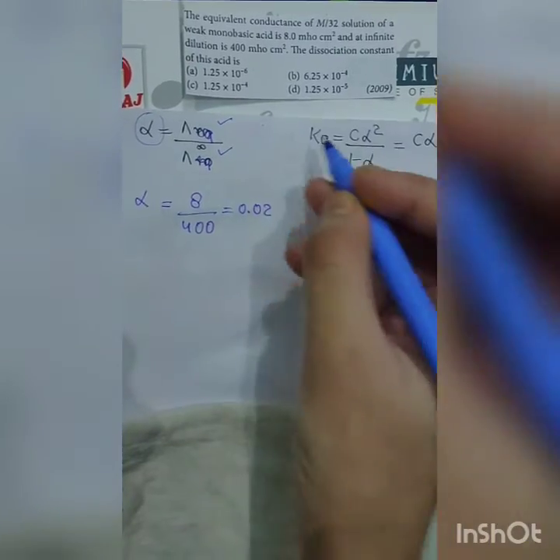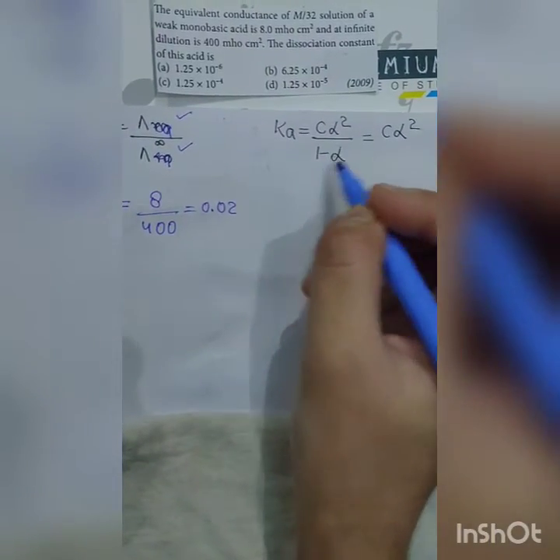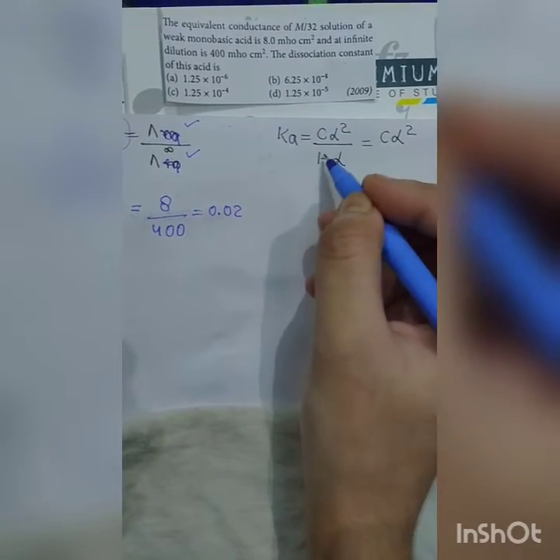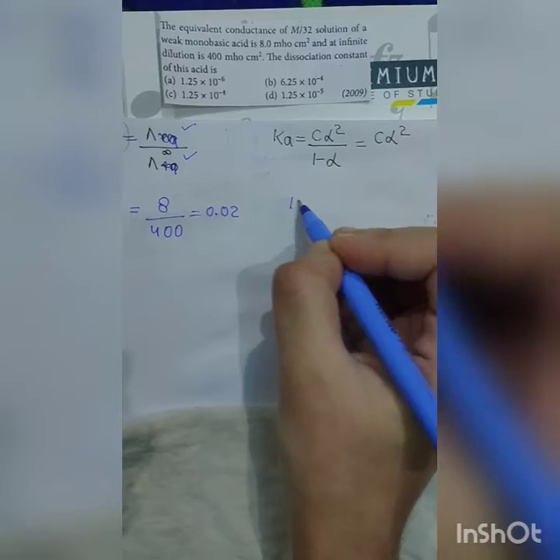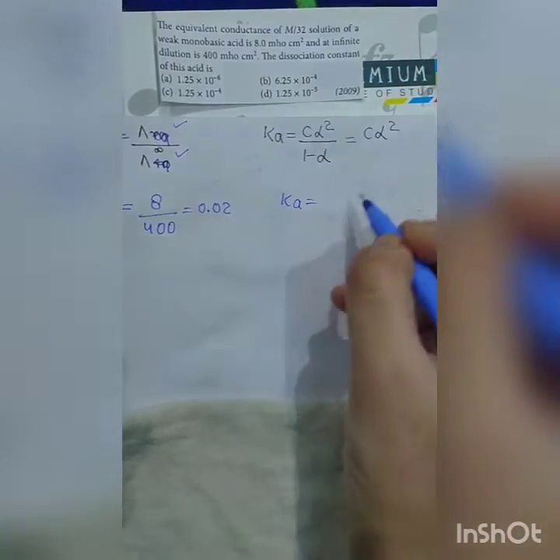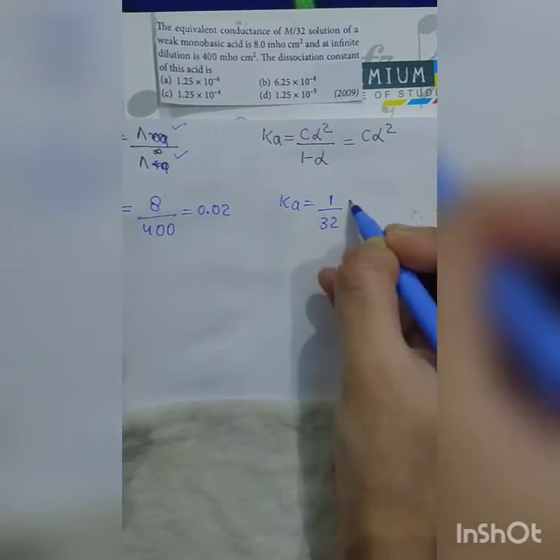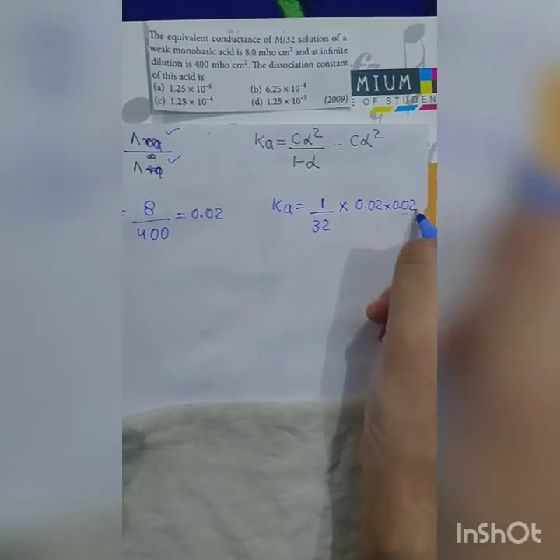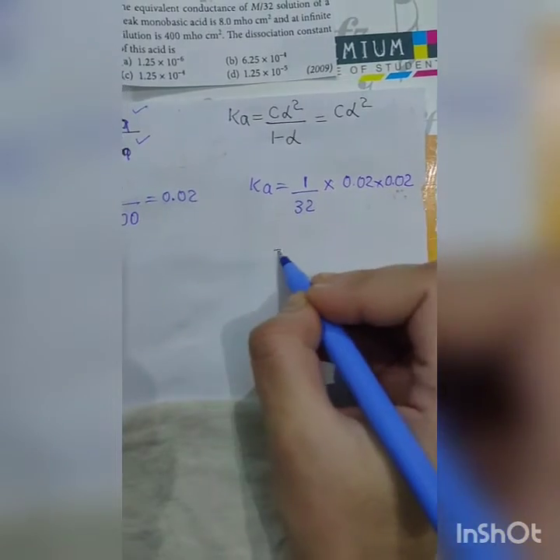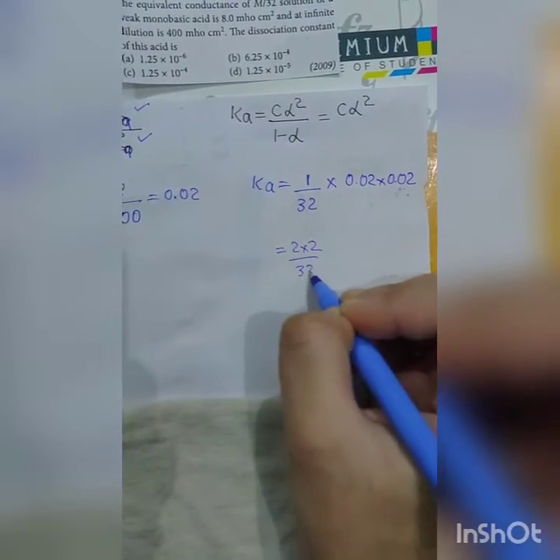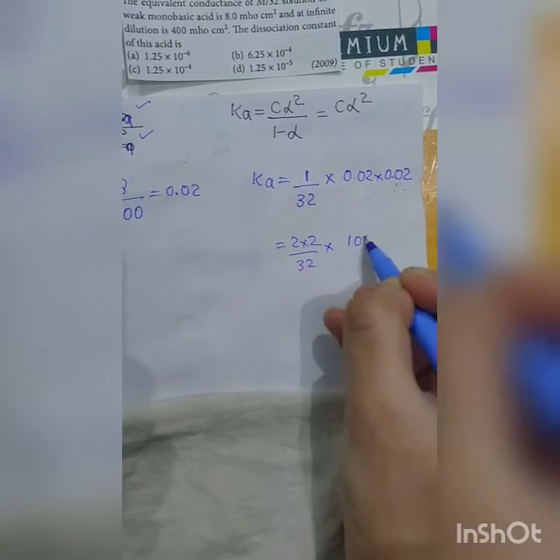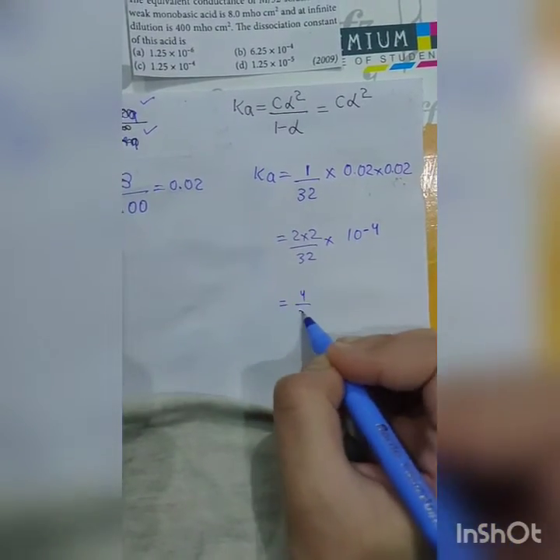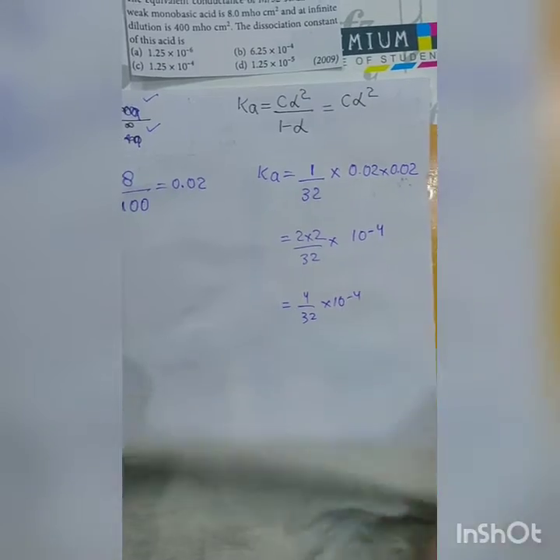उसको यहाँ पे पुट कर देते हैं. K is equal to C alpha square upon 1 minus alpha. Since alpha is very less than 1, so हम इस वैल्यू को निगलेक्ट कर देते हैं. Let it be 1, so it will be C alpha square. So Ka की वैल्यू आ जाएगी. C की वैल्यू कितनी थी? M/32, that means 1/32 molar multiplied by alpha की वैल्यू दी है 0.02 multiplied by 0.02. So if we solve this value is 2 into 2 upon 32 multiplied by यहाँ पे कितने 0 हमने पीछे लिए 10 raised पर -4, and this value is how much? 2 2s are 4, 4 upon 32 into 10 raised to the power -4.